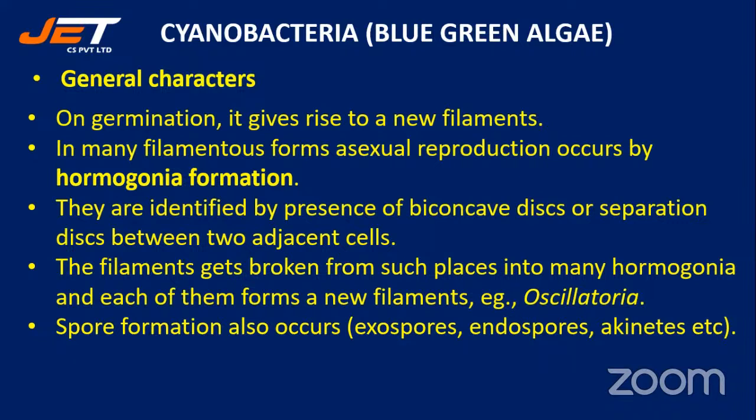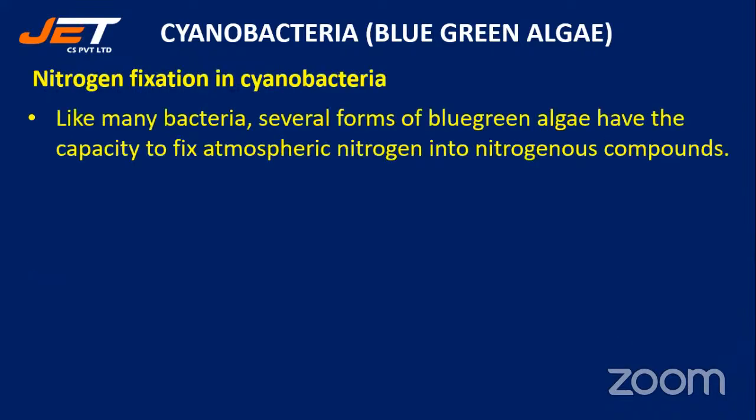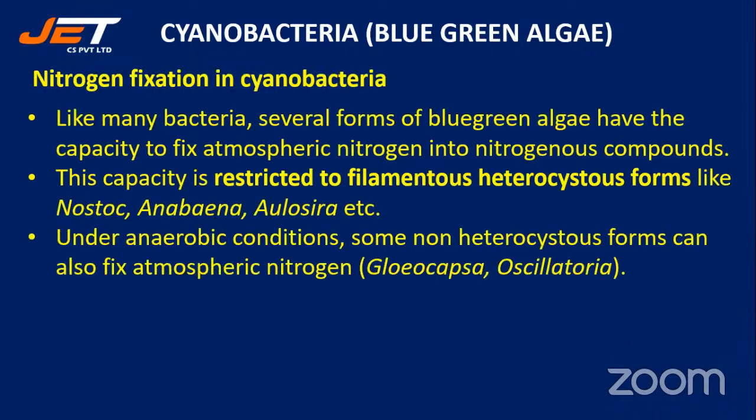On germination, it gives rise to new filaments, which is the hormogonia formation, and they are identified by the presence of a biconcave disc or separation disc between two adjacent cells. The filament gets broken from the hormogonia, and each gives rise to new filaments. Spore formation occurs, like exospore, endospore, akinetes, and so on. So these are the basic things.